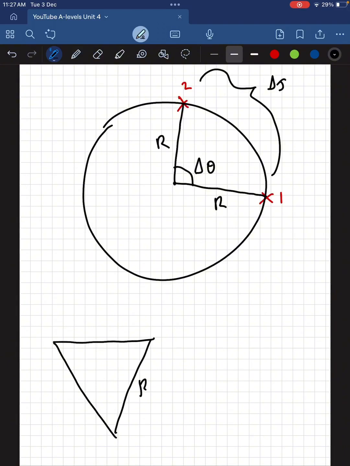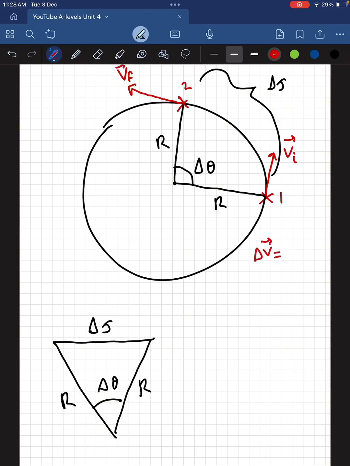Okay, so this is r, this is r, this is delta theta, and this is delta s, okay? So this is a triangle with both sides equal, okay? That's important. Now at point 1, the instantaneous velocity is this vector v, and at point 2, the instantaneous velocity is this vector v. So now this is actually our initial velocity vi, and this is the final velocity vf. So if we revert back to using vectors, this is vi and this is vf.